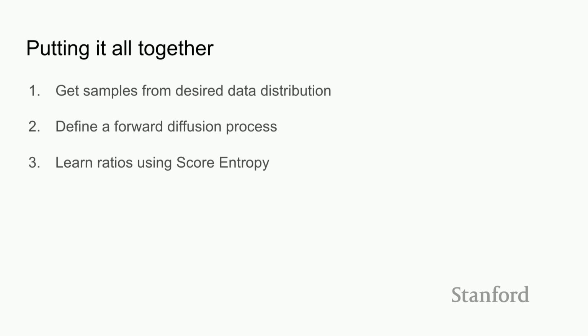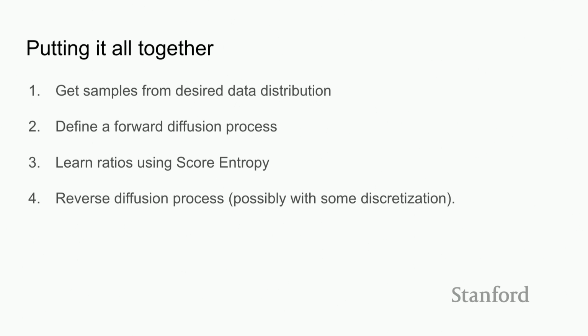And then we can learn the ratios using our score entropy loss function that we've defined. And then we can use these ratios to reverse the diffusion process, including adding in some discretization to make sampling faster. And let's see how this works.